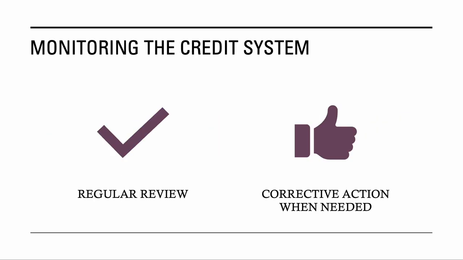Now let's move on to the fourth key aspect of a credit policy, which is monitoring the credit system. As you may understand, any system has to be reviewed. It can't be set in stone because there are always various internal and external elements which are going to influence a system. So the credit system is no exception. It requires regular review, and corrective actions have to be taken when needed.